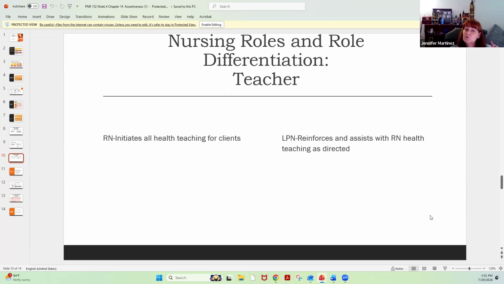Teaching, the RN will initiate all health teaching for clients, okay? So an LPN can't do new teaching, however, you can reinforce and assist the RN with health teaching as directed. Right. So initial education, initial discharge instructions, all of that stuff is done by the RN, and then the LPN does the reinforcing and the follow-up.